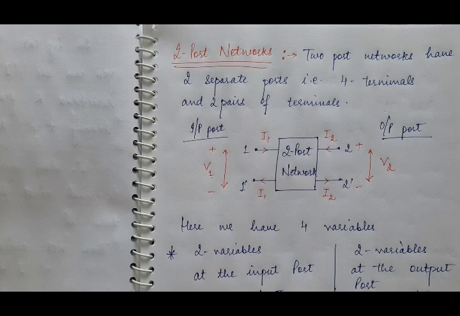And out of these 4 variables, at any time, we can take any 2 variables as the independent variables and another 2 variables as the dependent variables. So depending upon which of the variables we are taking as independent and which we are taking as dependent, there are many types of parameters like H parameters, Z parameters, Y parameters, ABCD parameters. So there are various parameters in case of two-port networks, which just depend upon which of these 4 variables we are taking as dependent and which as independent variables.